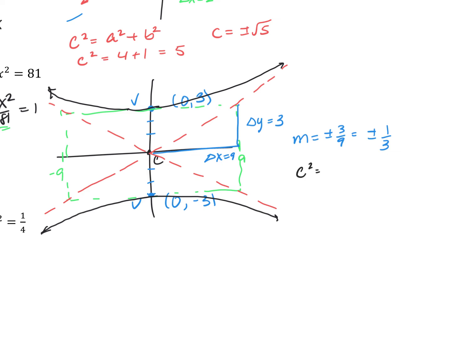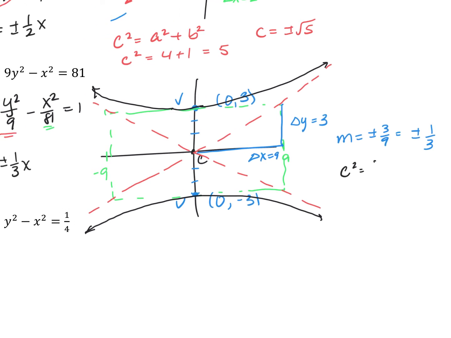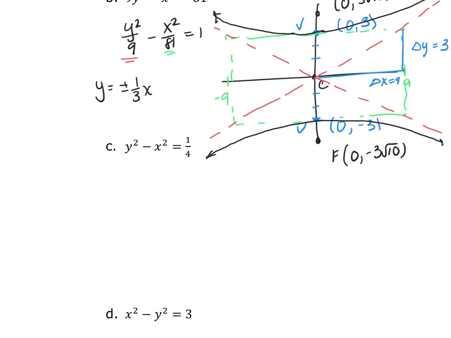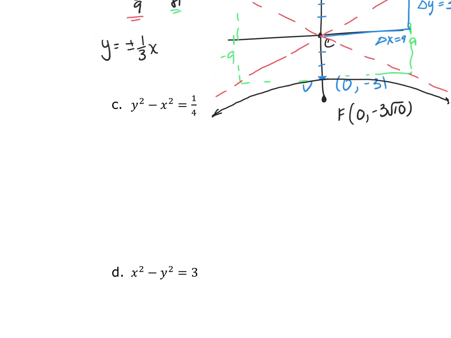My c squared is going to be equal to 81 plus 9, so my c squared is going to be 90. So my c is going to be 3 root 10. So my foci, here's my foci. My foci down here is going to be (0, negative 3 square root of 10), and this foci up here is going to be (0, 3 square root of 10). All right, I have a couple more.